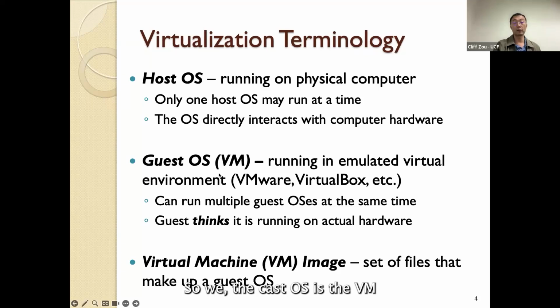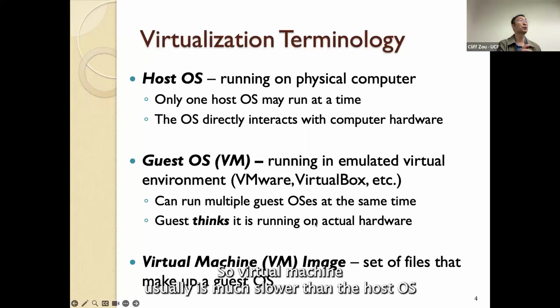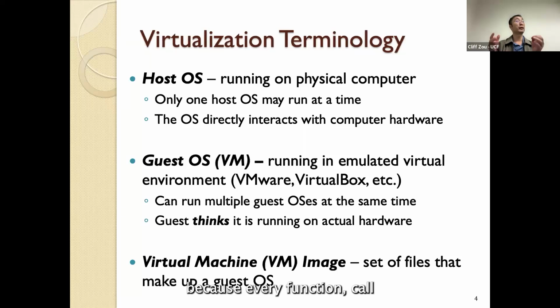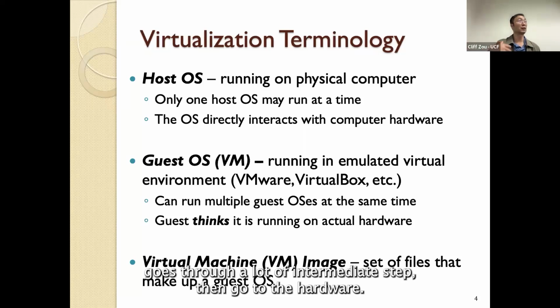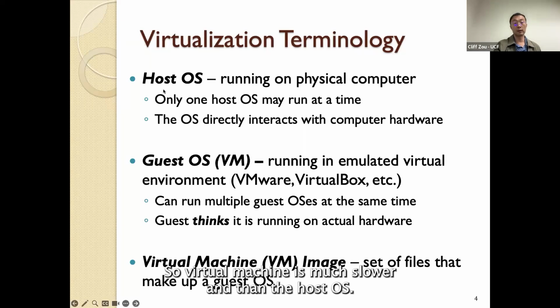So the guest OS is the VM, and the guest thinks it is running on actual hardware, but it's actually running on emulated hardware. Because of this emulation, a virtual machine is usually much slower than the host OS, because every function call needs to go through this virtualization software, through a lot of intermediate steps, then go to the hardware. So a virtual machine is much slower than the host OS.